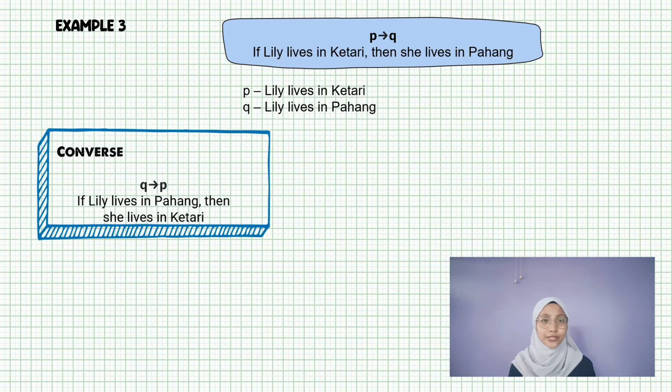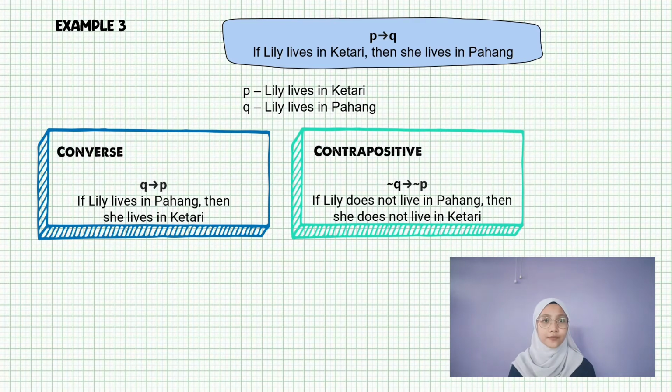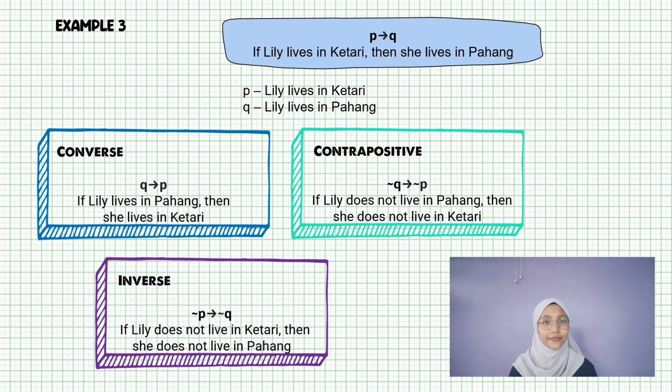The converse for this statement is Q implies P. If Lily lives in Pahang, then she lives in Ketari. For contrapositive, negation Q implies negation P. If Lily does not live in Pahang, then she does not live in Ketari. And lastly, inverse. Negation P implies negation Q. If Lily does not live in Ketari, then she does not live in Pahang.